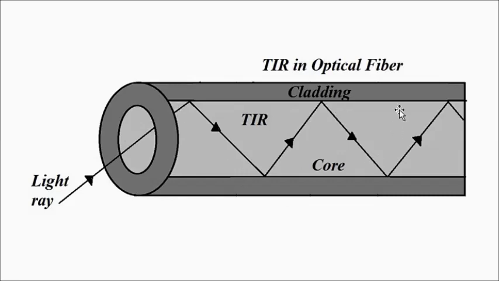So basically light travels through successive total internal reflections from the sender side to the receiver side. This is the basic principle of transmission of light signals in optical fibers. So two conditions must be met. The core should have a higher refractive index as compared to the cladding. The angle of incidence in the core should be greater than the critical angle in order to facilitate total internal reflection. This is the basic principle of optical signal propagation in optical fibers.